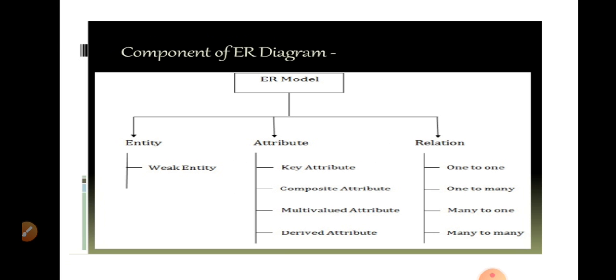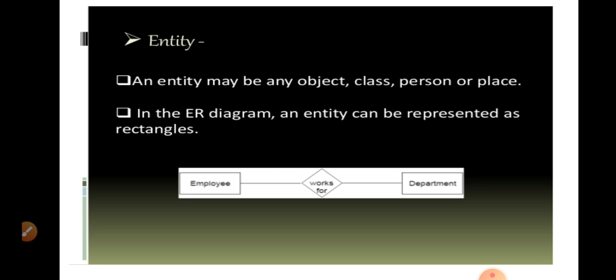Now we will discuss the components of ER diagram. The ER model components are entity, attribute and relation. In entity we will see weak entity and strong entity. In attribute we will see types of attribute like key attribute, composite attribute, multi-valued attributes and derived attributes. Now we will see the relations. There are four types of relation: one to one relation, one to many relation, many to one relation and many to many relation. Now we will discuss what is entity.